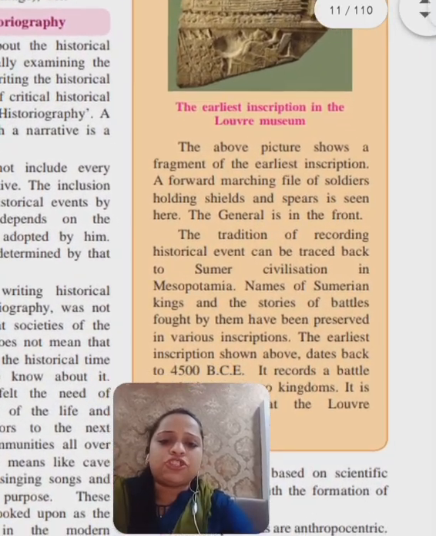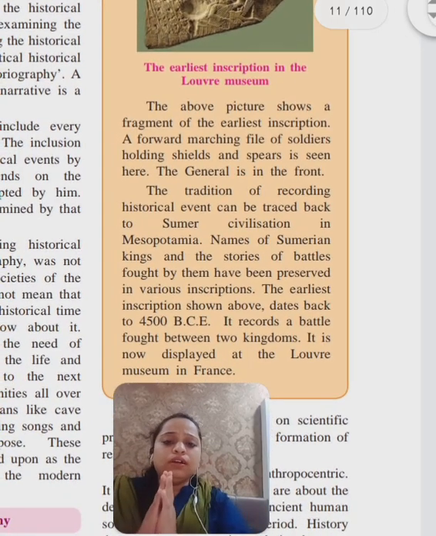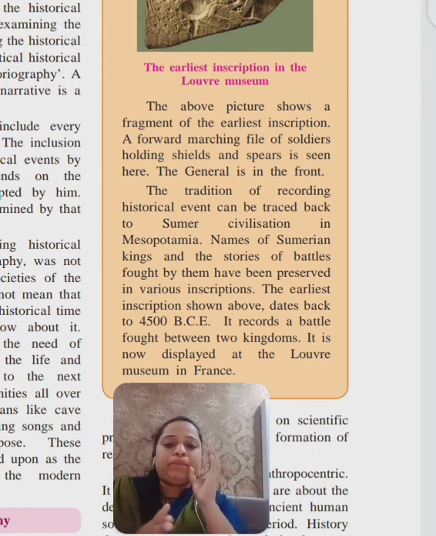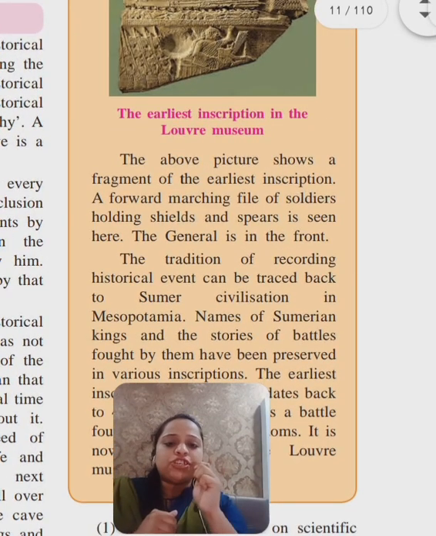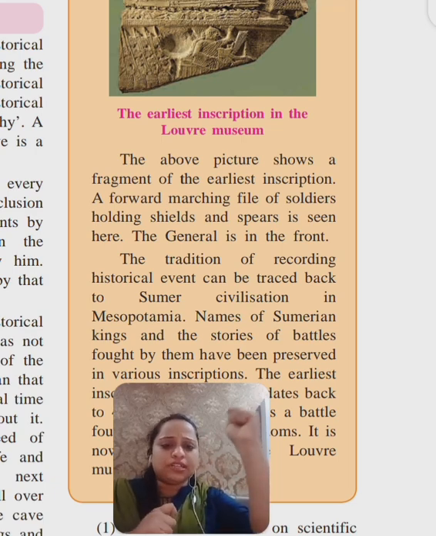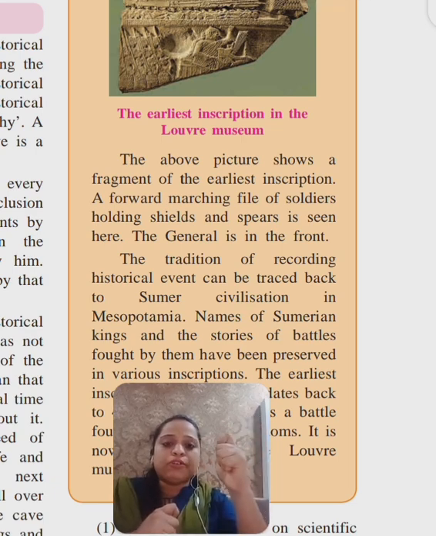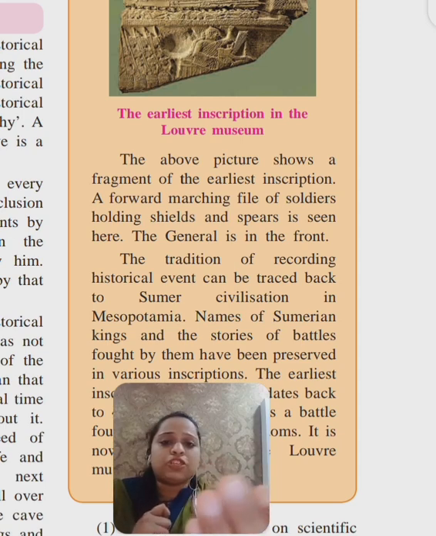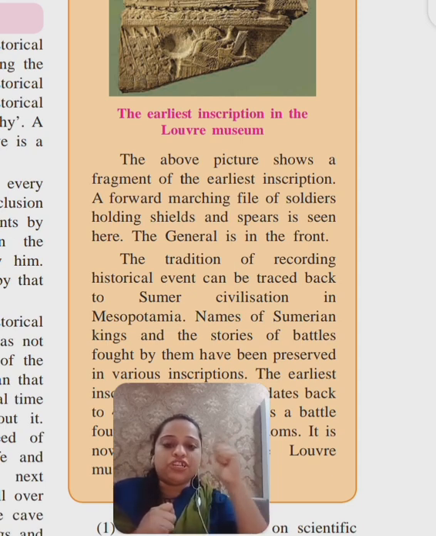See, students, this picture is all about the earliest inscription in the Louvre Museum. The above picture shows a fragment, a piece of the earliest inscription. A forward marching file of soldiers. Are you able to see over here? A forward marching file of soldiers holding shields as well as spears. A lot of tools and weapons are there in their hands, and the general is at the forefront. You can easily see from this picture that one general is at the forefront and a large number of other people are at the back of the general, holding the shields and spears.